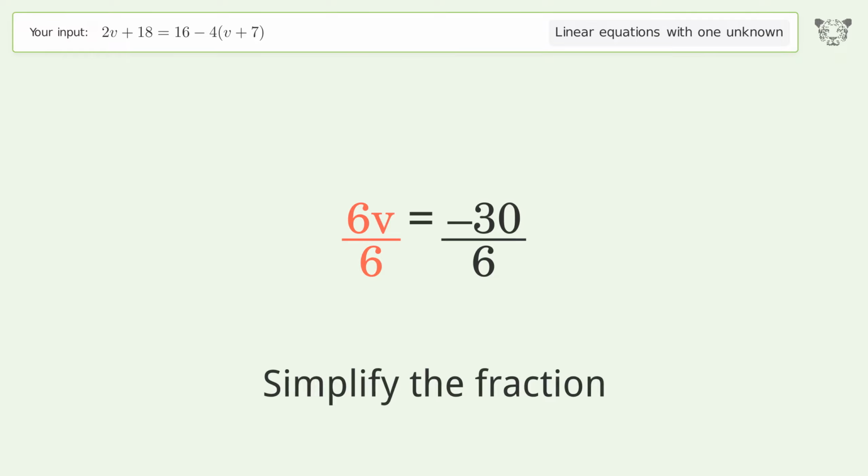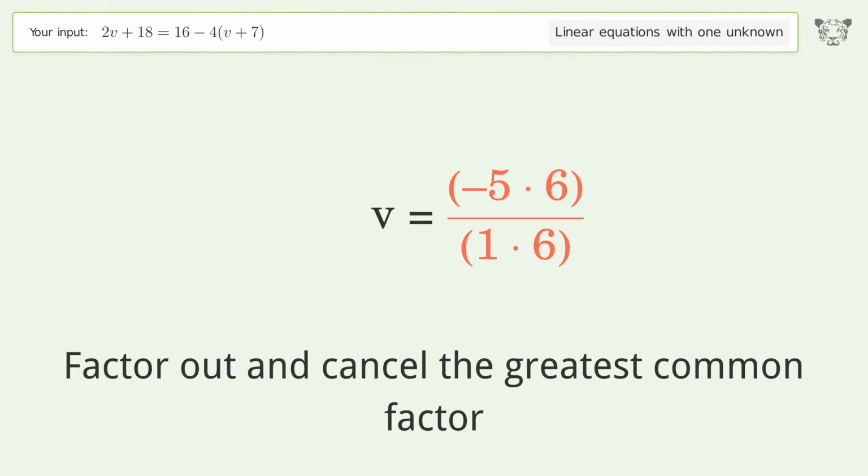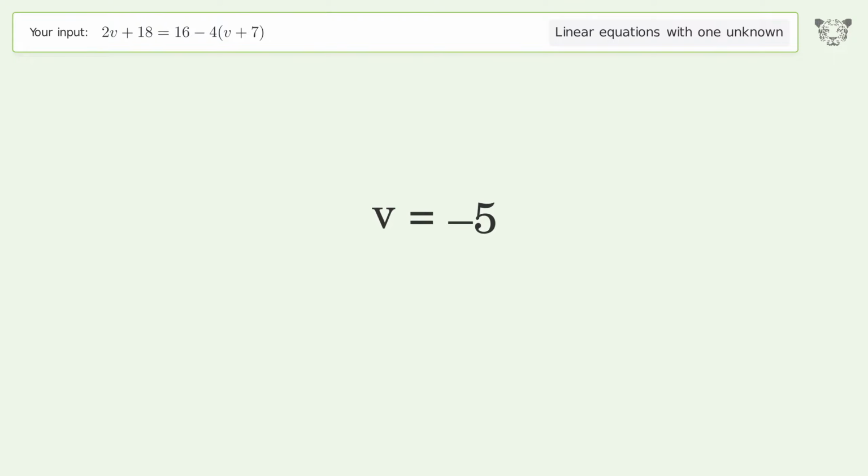Simplify the fraction. Find the greatest common factor of the numerator and denominator. Factor out and cancel the greatest common factor. And so the final result is v equals -5.